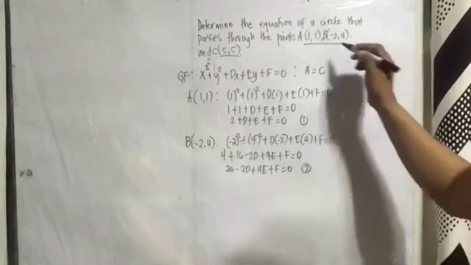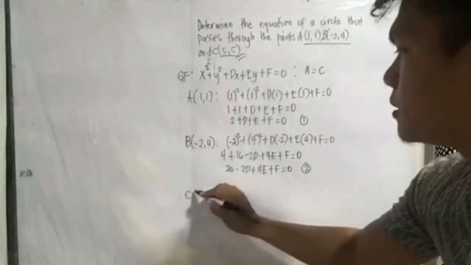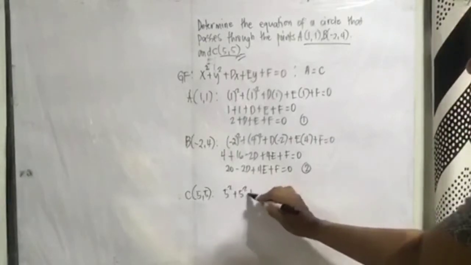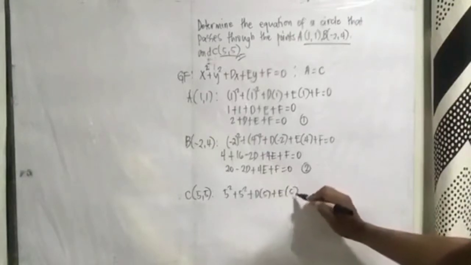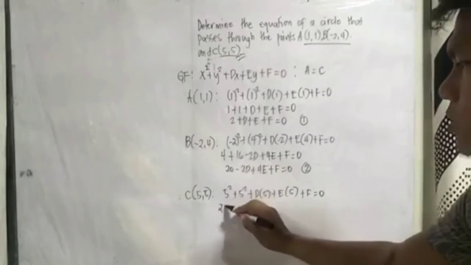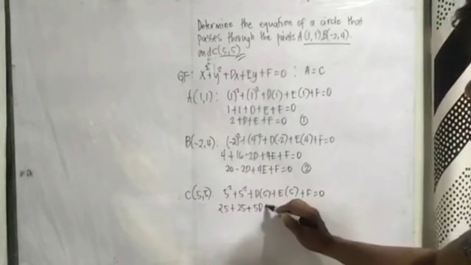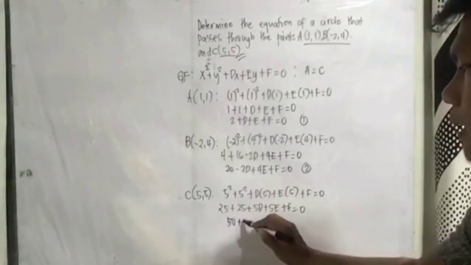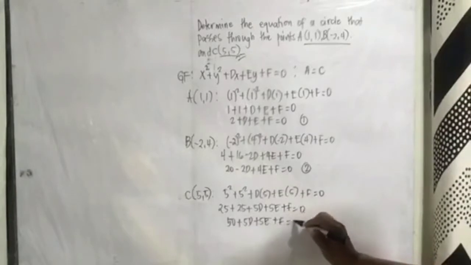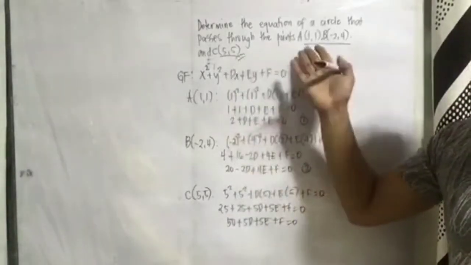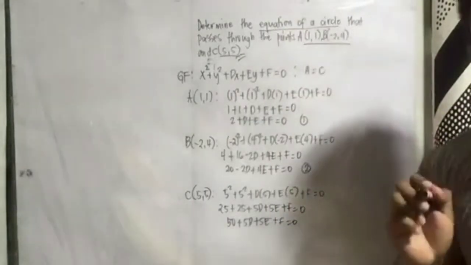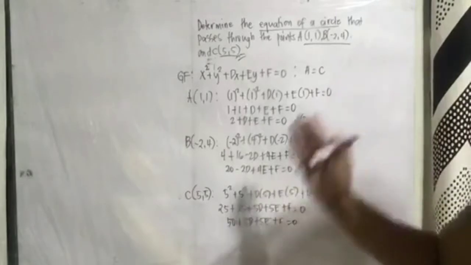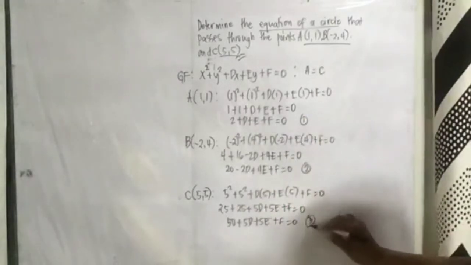For the third equation, we need to find our equation from point C, which is (5, 5). So we have 5 squared plus 5 squared plus d times 5 plus e times 5 plus f equals 0. So 5 squared is 25, plus 25, plus 5d plus 5e plus f equals 0. So 25 plus 25 will be 50, plus 5d plus 5e plus f equals 0. We did not test it in a Cartesian plane because it is already given that we need to find the equation of the circle. So we are assuming that the given circle will be passing through these 3 points. So this is our third equation.